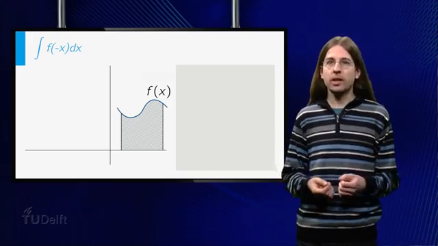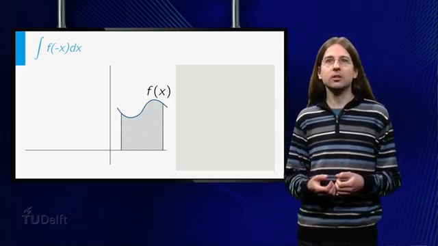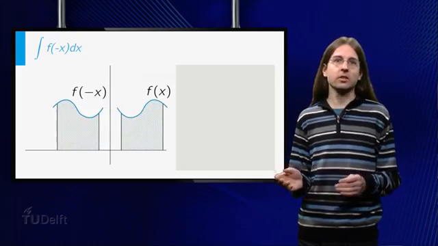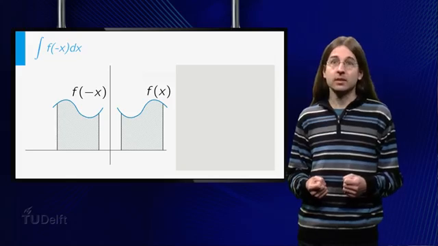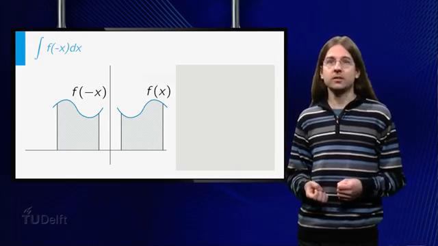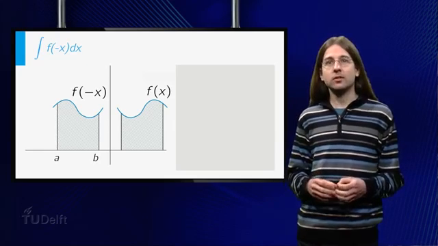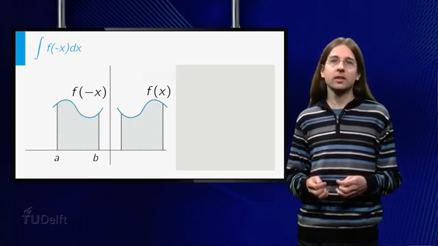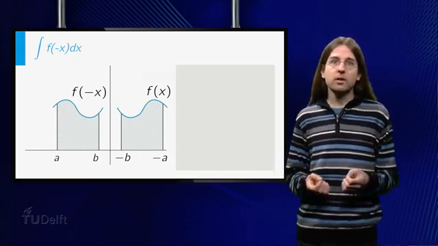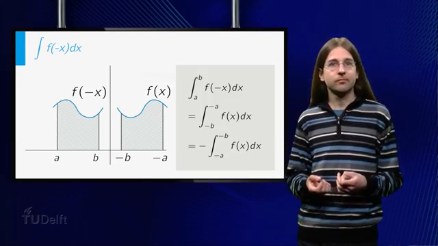One might wonder what happens if c is negative. Well, let's consider the graph of f of minus x. This is the reflection of the graph of f of x in the y-axis. The area under the curve remains equal. However, notice that the order of the starting point and the end point have been interchanged. Thus, we have to add a factor -1 to account for this change.